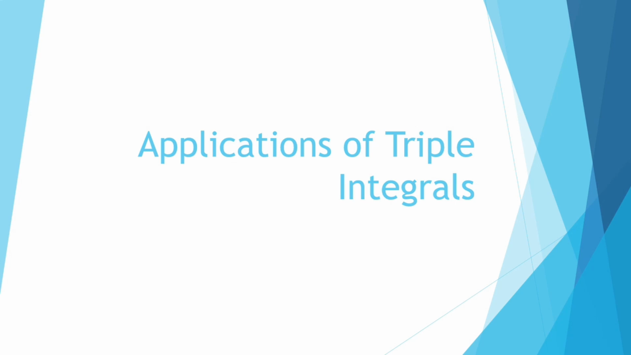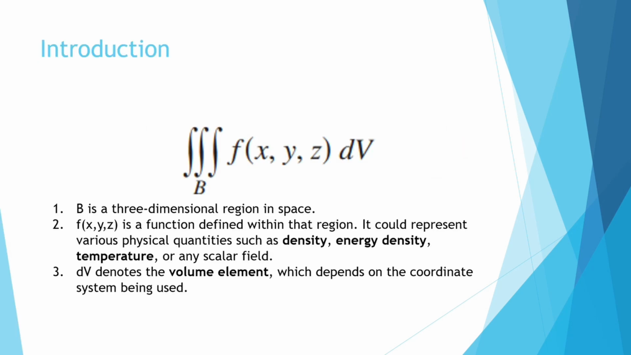Now, let's get started. Triple integrals help us analyze three-dimensional spaces with the quantities within them. Imagine a 3D region, let's call it region B, with a function that describes some property across that space, like density, heat, or energy. To work with this, we use a tiny volume element called dV, which changes based on whether we're using rectangular, cylindrical, or spherical coordinates.